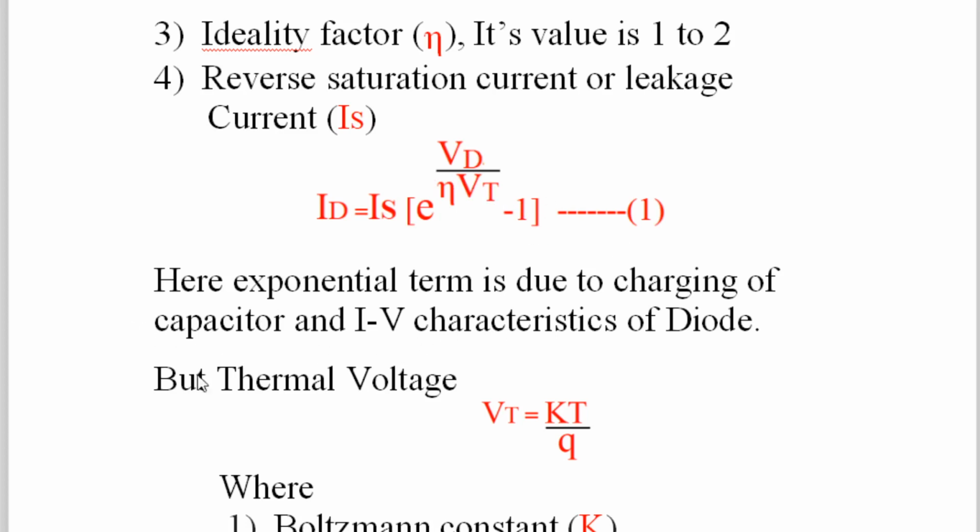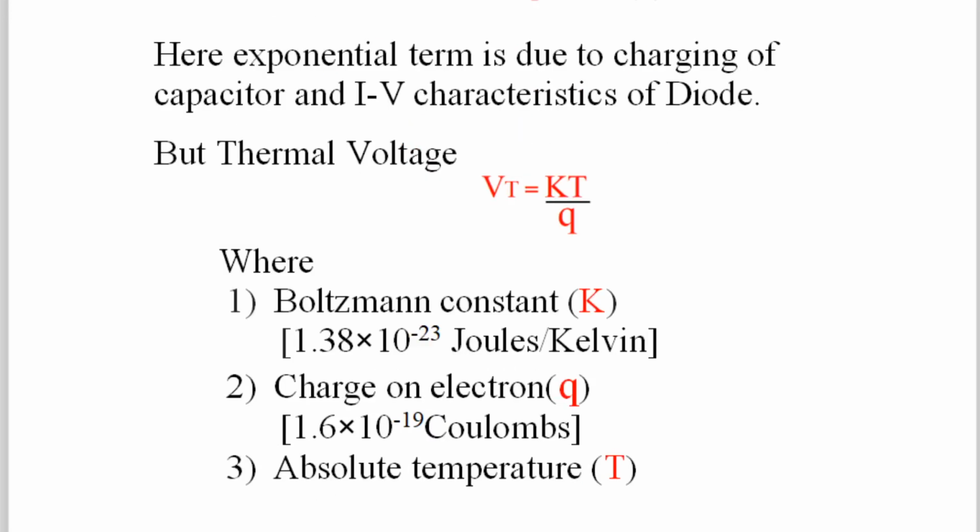And in this way, as I told you, the thermal voltage equation is given by Vt is equal to KT upon Q. Now this K is called Boltzmann constant. T is the temperature surrounding the PN junction diode, that is called absolute temperature. And Q is the charge on electron.